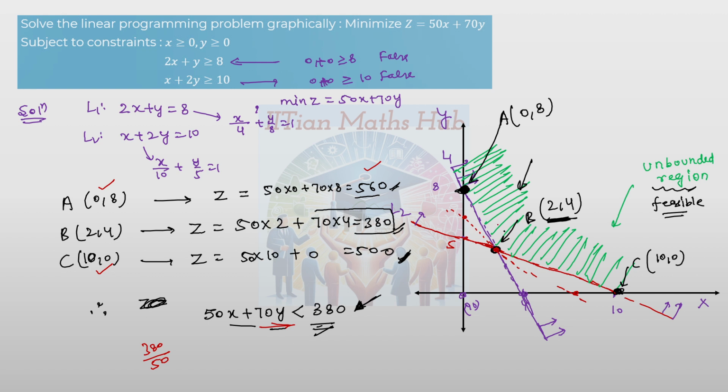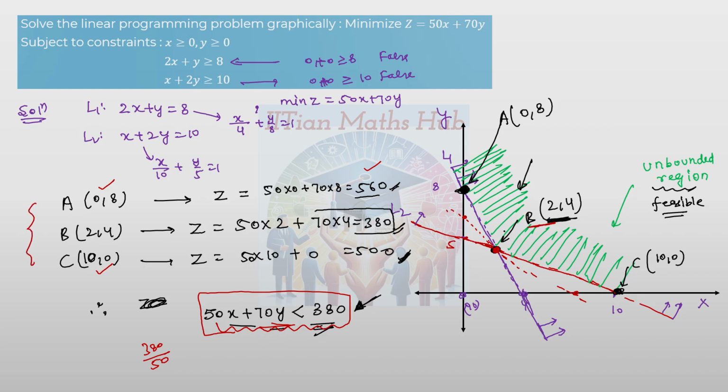They were saying that since the region is unbounded, there may be an infinite number of points that can give the minimum value. So how do we say that this point is the only point giving the minimum value? In every case of an unbounded region, we should draw the minimum z equation. When you draw this equation, it will definitely pass through that point only at which you are getting the minimum value according to the initial solutions you have done for the 3 points.